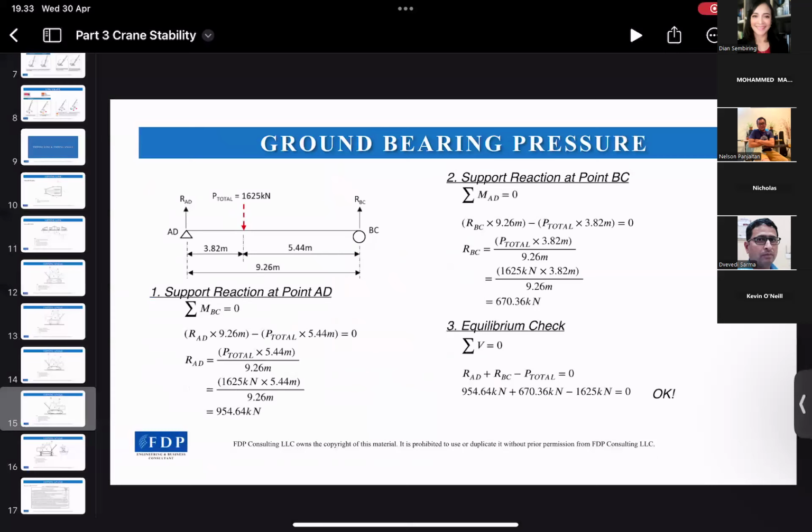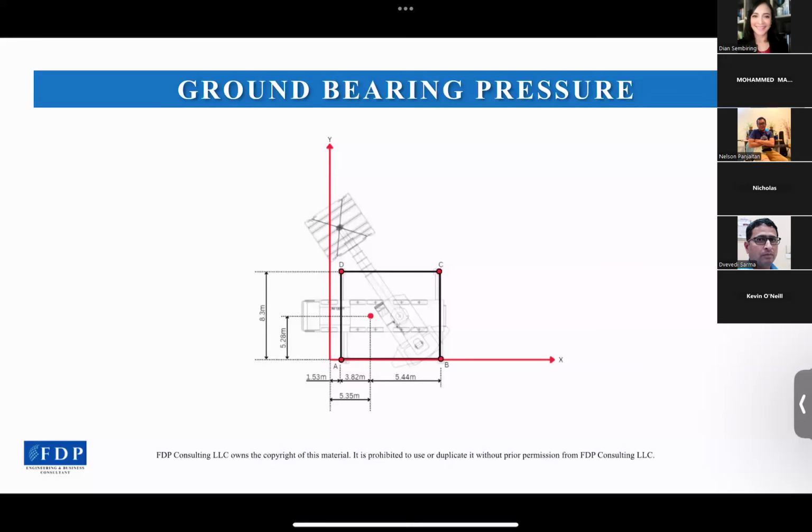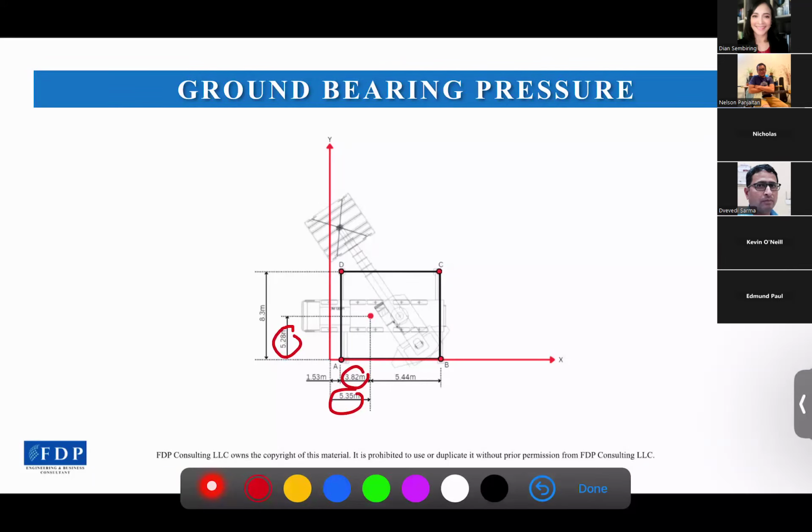So now we plot the COG like here. It's 5.35 meters X COG, and it is measured from the origin point. So the distance to outrigger A is 3.82 meters. And the Y COG is 5.28 meters. And the distance to A is the same because the origin point I use is exactly at point A for the Y axis here.